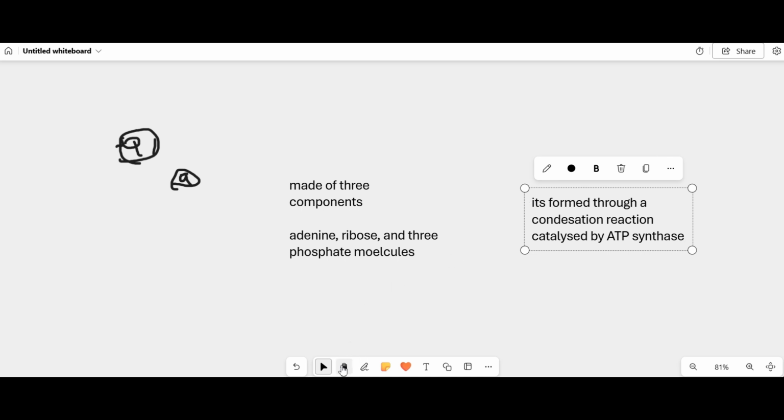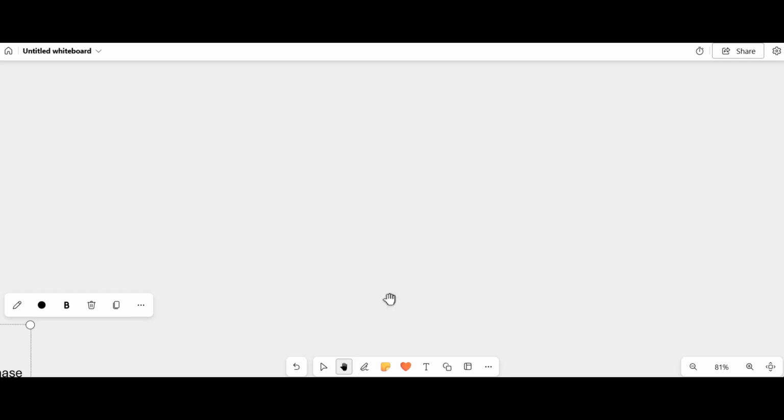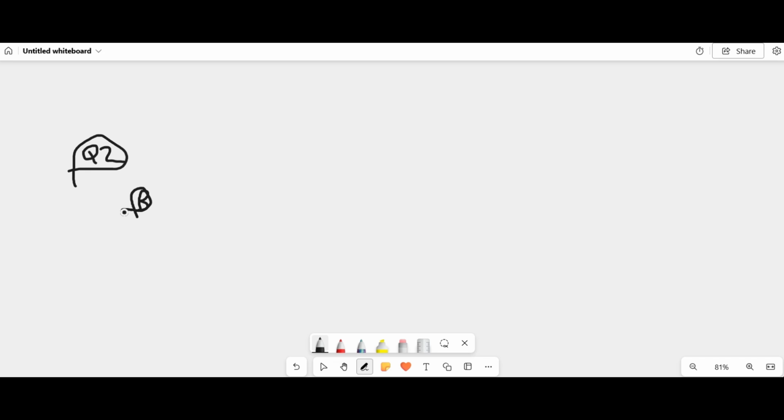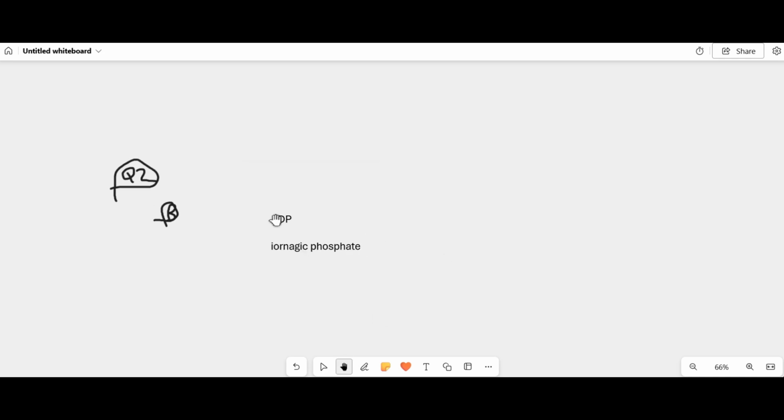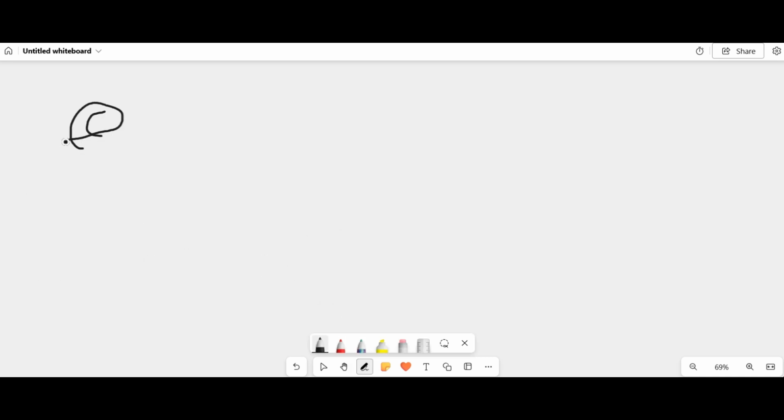Alright, question 2A, 2B even. Name 2 products of ATP hydrolysis. So you're breaking ATP back into what it's made of. So it's made of obviously ADP and then inorganic phosphate. So that's obviously adenosine diphosphate, and then inorganic phosphate. Alright, calm. C.